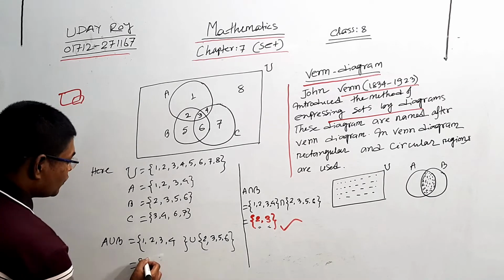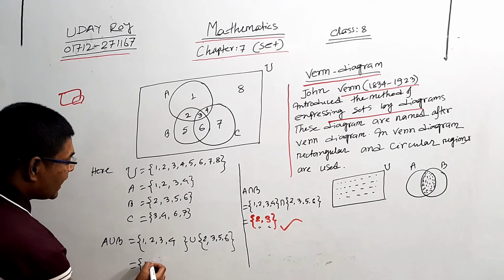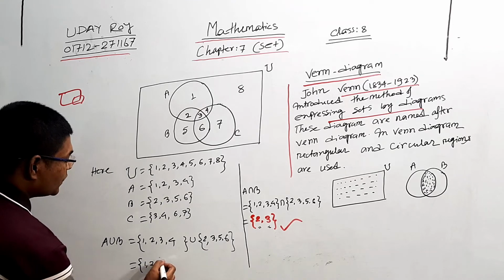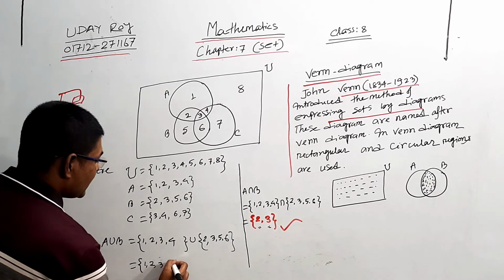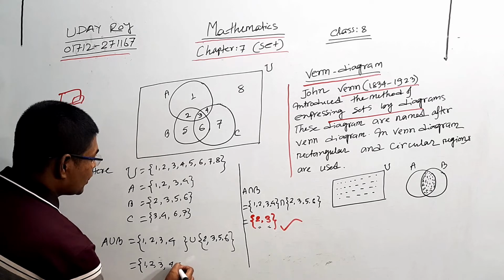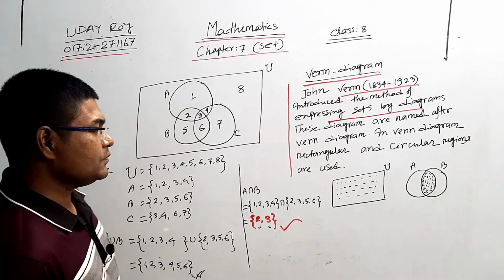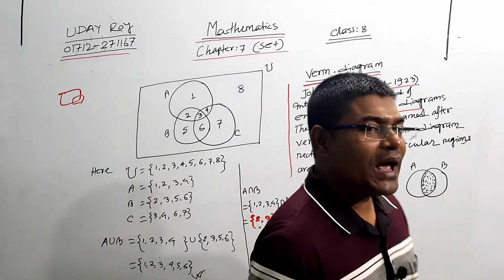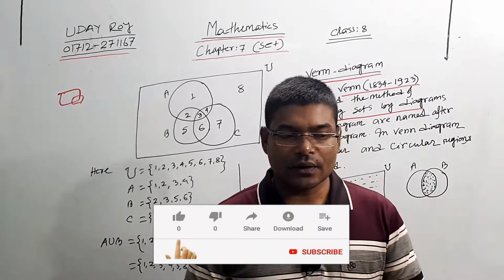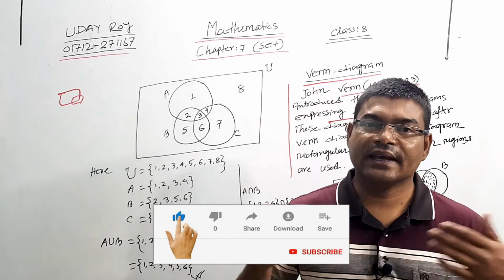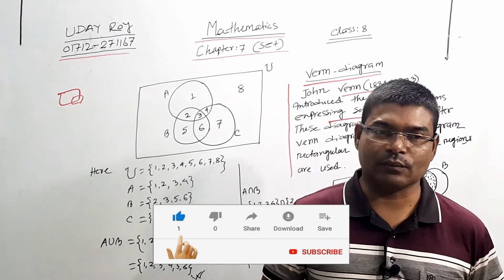So here is 1 uncommon, common is 2, common is 3, then uncommon is 4, uncommon is 5, uncommon is 6. So we have got union and intersection using Venn diagram.